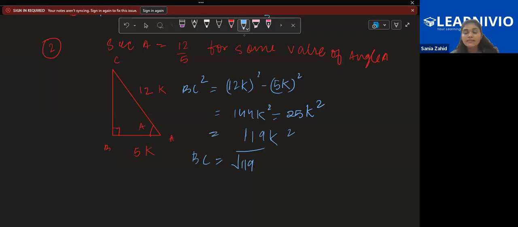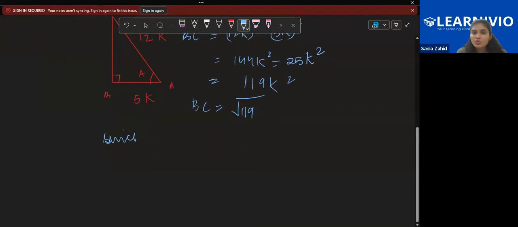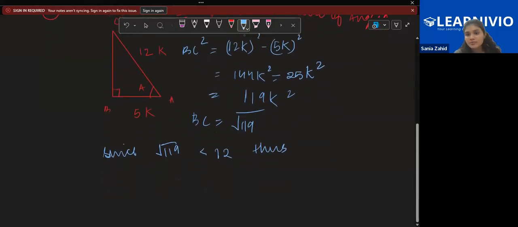One thing is I don't know. Other thing is I don't even want to know. Why? Because that is not important to us right now. Finding the entire thing, 119, doing the long division method and everything to find the under root, I do not need all of that. I can directly assume that 119 lies between 10 square and 11 square. So under root of 119 is going to be lesser than 12 only. So you will write, since root 119 is less than 12, thus the triangle is possible.